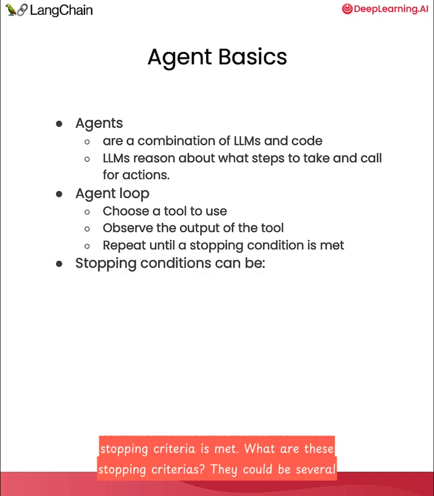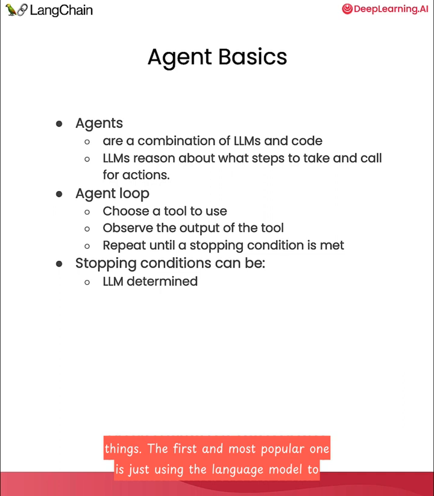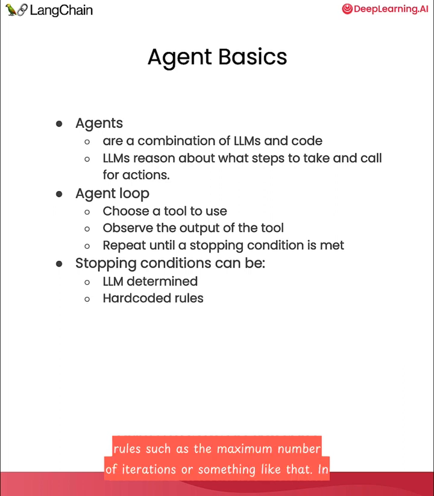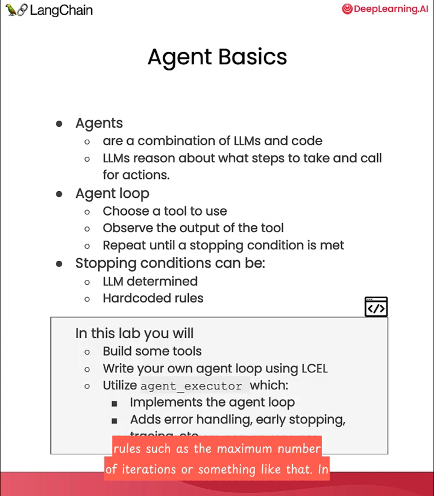What are these stopping criteria? They could be several things. The first and most popular one is just using the language model to determine when to stop. If you remember the previous lesson, we talked about the idea of an agent finish. This is when the language model just responds. This is one such stopping criteria. But you can have others like hard-coded rules, such as the maximum number of iterations or something like that.